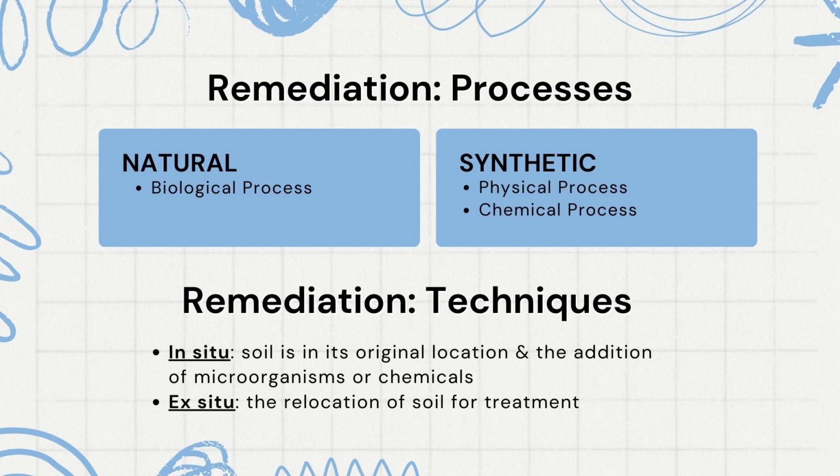There are two main remediation techniques: in situ, where the soil is treated without removal, combined with microorganisms or chemicals, and ex situ, involving the removal of soil for treatment. Each has its pros and cons, such as the effectiveness, cost, and environmental impact.